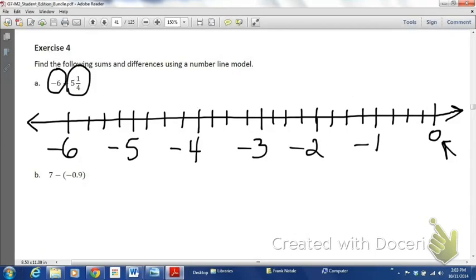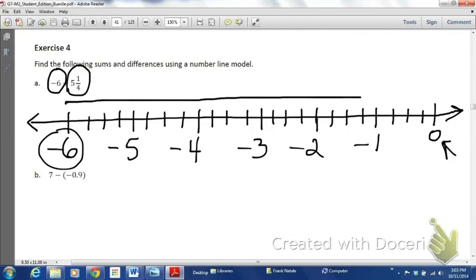Okay, but I'm going to model that on a number line, which is what I asked you to do. Again, the tail of the arrow goes on the negative 6, because that's where I'm starting. My first addend. And then I'm going to head to the right, because I am adding that 5 1/4. It's a positive 5 1/4. That is 1, 2, 3, 4, 5, and then a 4th. Okay, and I end up right there.